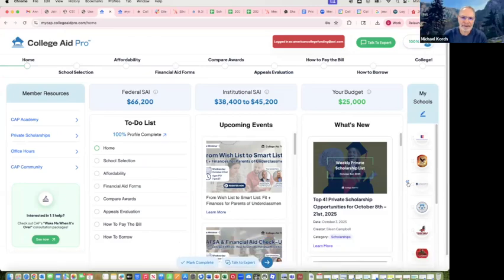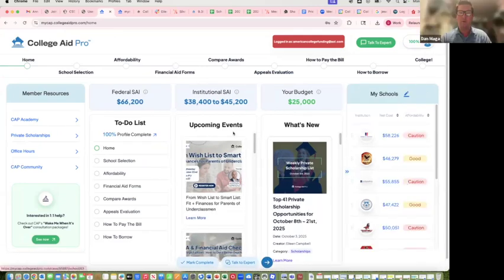Okay, so when you're looking in the software, and this is just a general account, you can see, after I plugged in my data, it's telling me my federal SAI, which would be for most of your public schools. Then you've got your institutional SAI, which is for schools that have that additional requirement called the CSS Profile on top of the FAFSA.